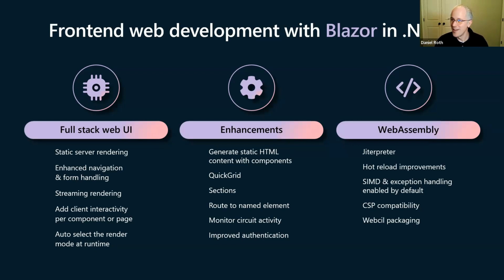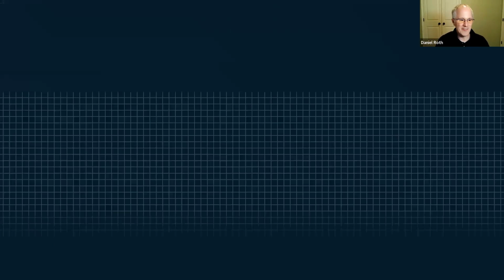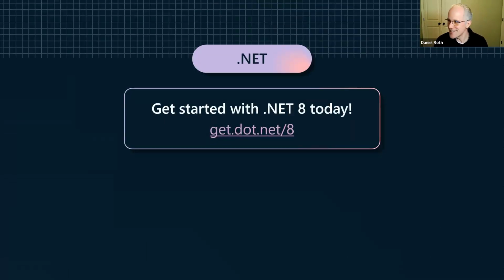But for a new app, I would absolutely recommend using Blazor for your web app development, because you get the full end-to-end web development experience all within one framework. And you should give it a try today. Download, install .NET 8, build your first Blazor web app. It's loads of fun, and let us know how that experience goes.